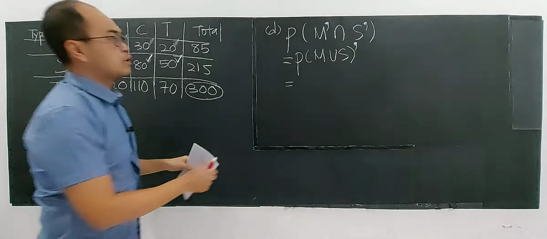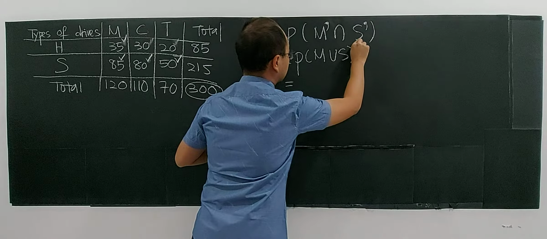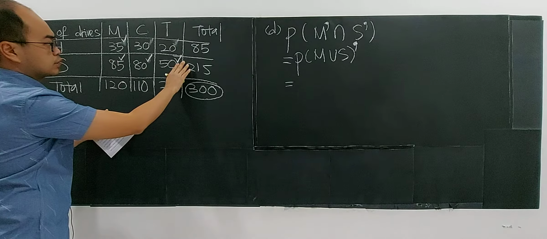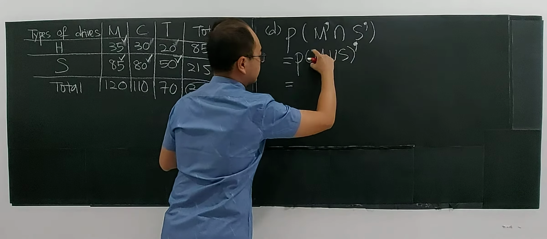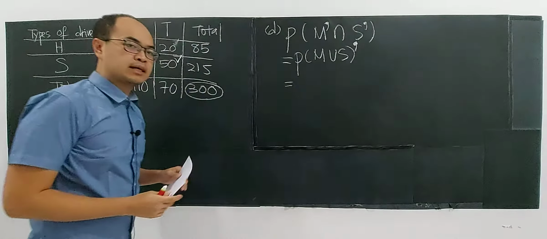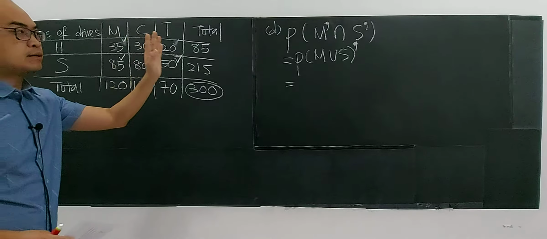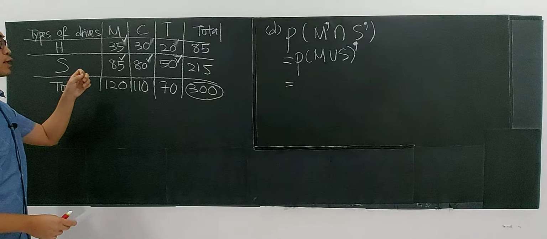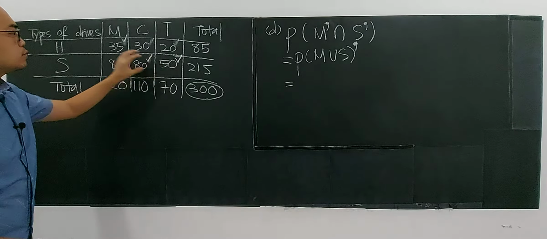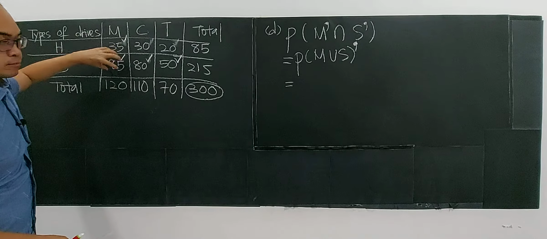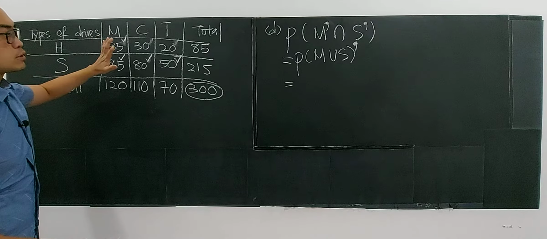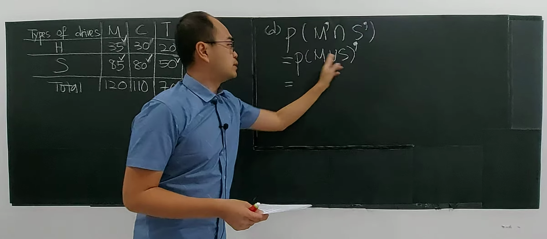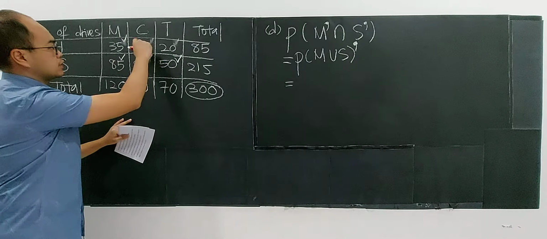But the problem here is we have a complement. The complement tells us that it is not this region. Without the complement, it means it's either manufactured in Malaysia or an SSD drive, so either this one or this one. But because of the neither, it means not from this region, it's these two.